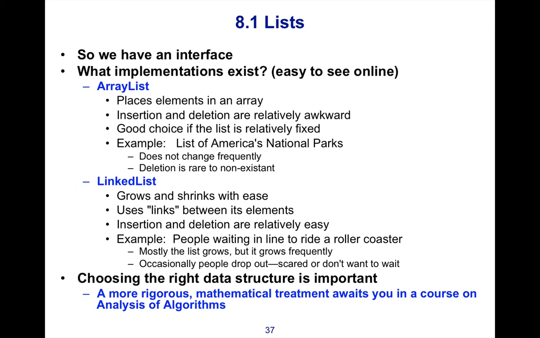So an ArrayList would be a good choice if the list is relatively fixed. For example, suppose you're creating a list of all of America's national parks. That's not something that changes very frequently, and deletion is rare to non-existent. So for a list that's relatively stable and relatively small, an ArrayList is a really nice choice.